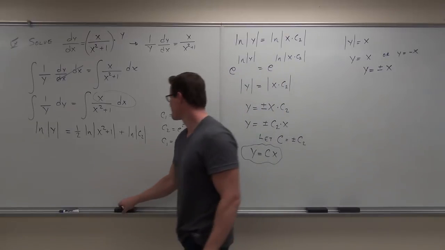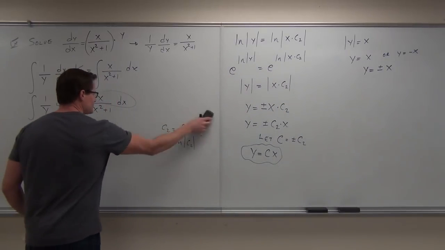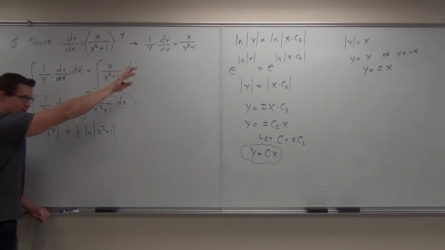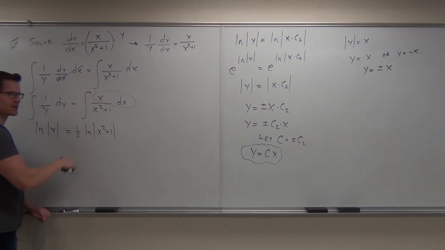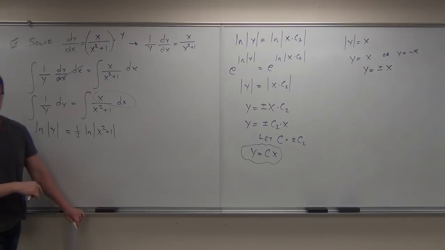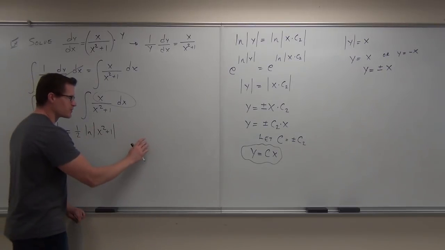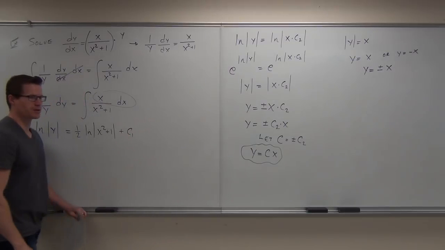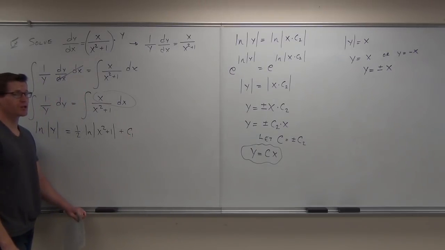Let me go through it one more time. Do you understand that this integral is ln absolute value y? Do you understand that this integral, because we already did it, is 1/2 ln absolute value of x squared plus 1? And what do you always put at the end of your integral? C. Only here you're going to define it a little bit differently. It's going to be c sub 1 because we will be changing it.